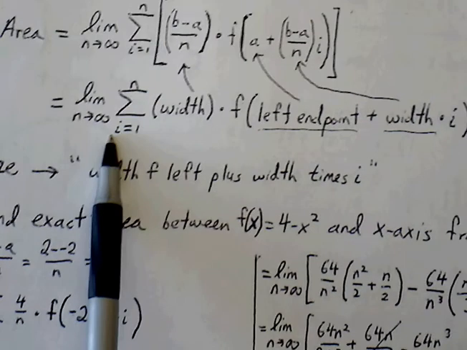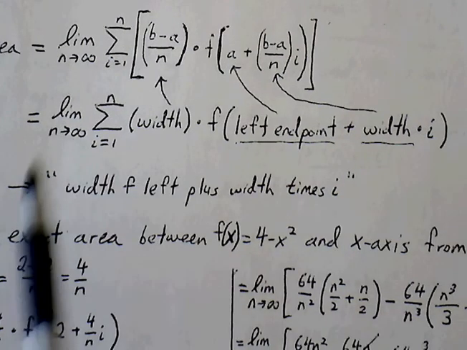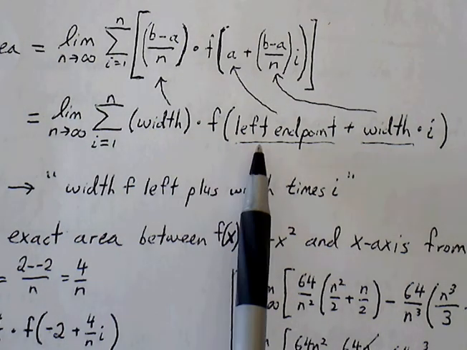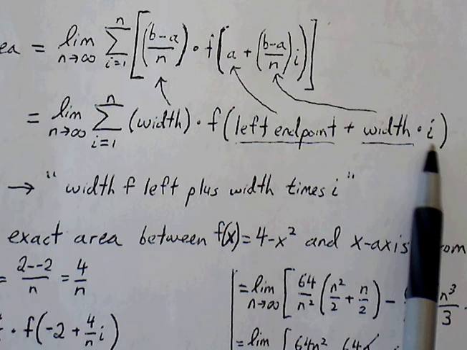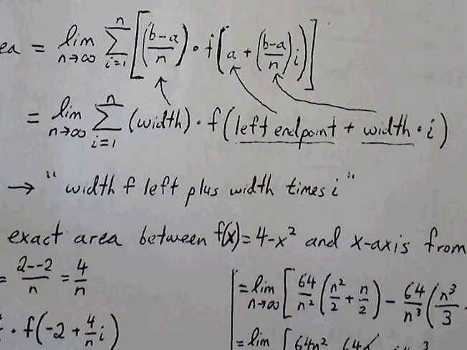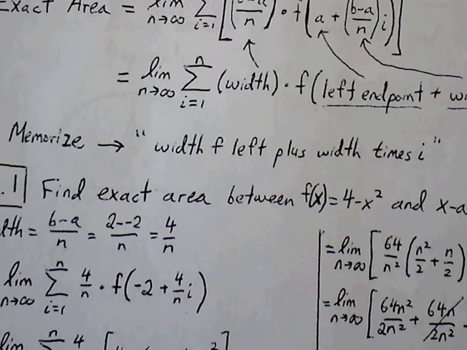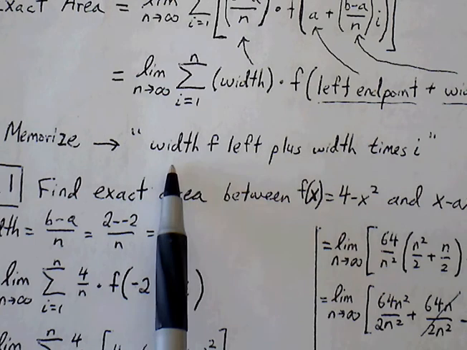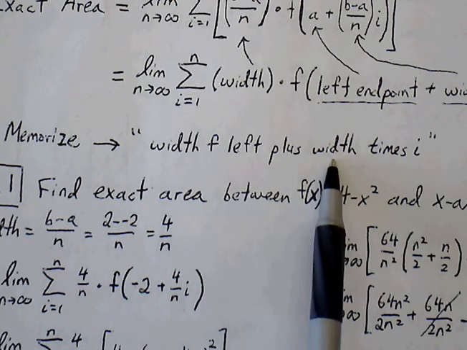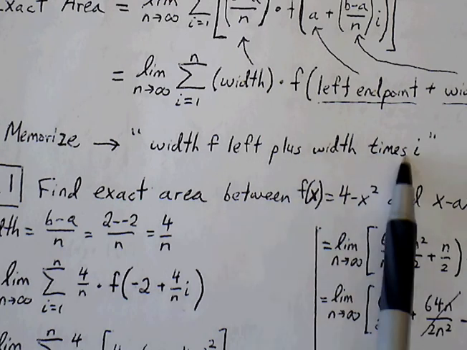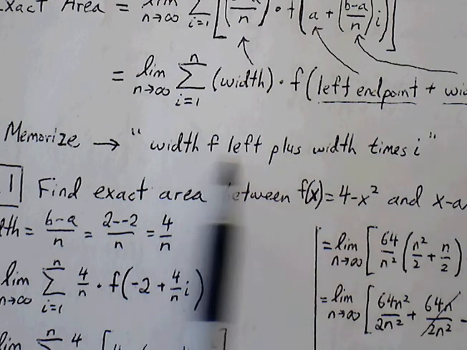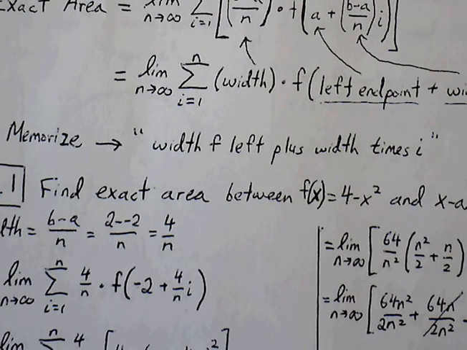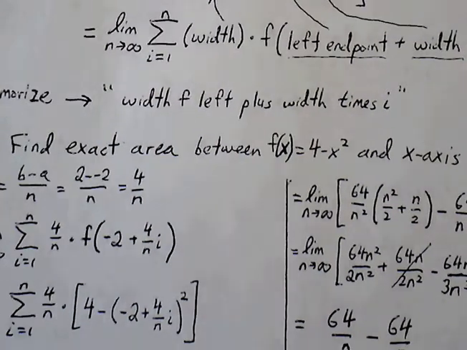So to spell this out even more, okay, the formula is the limit as n approaches infinity, summation from 1 to n of width times f of left endpoint plus width times i. Okay. So to break it down even more, what you do want to memorize is the formula being width times f of left plus width times i. So here's my width, and all this represents the height of each rectangle.